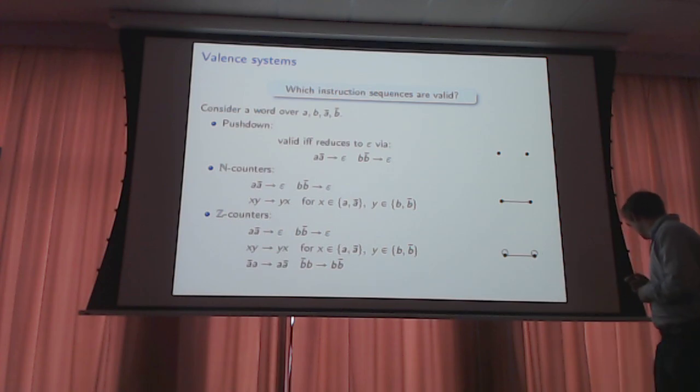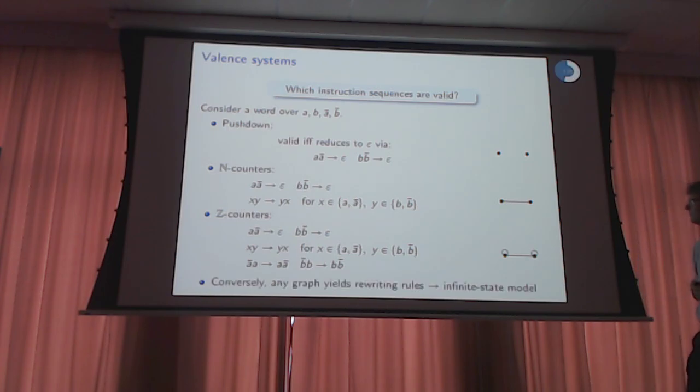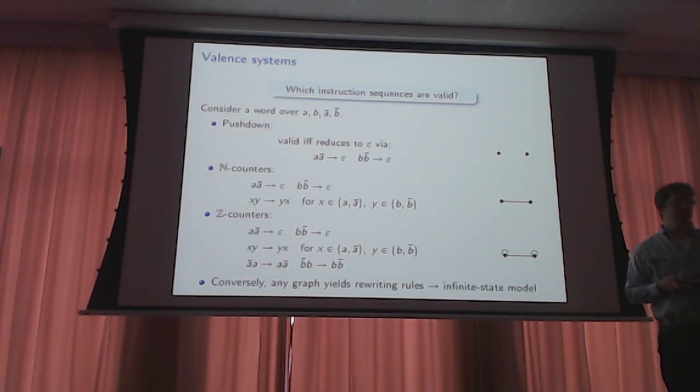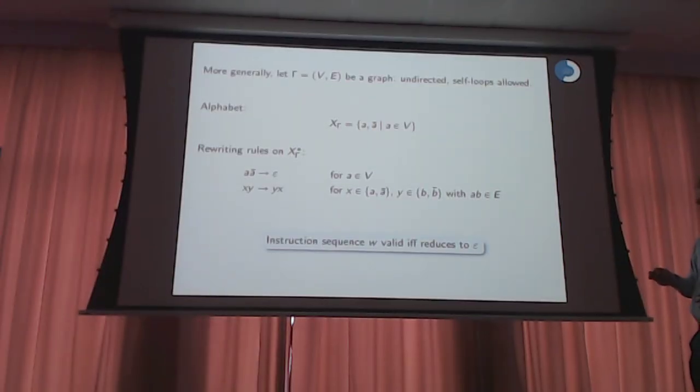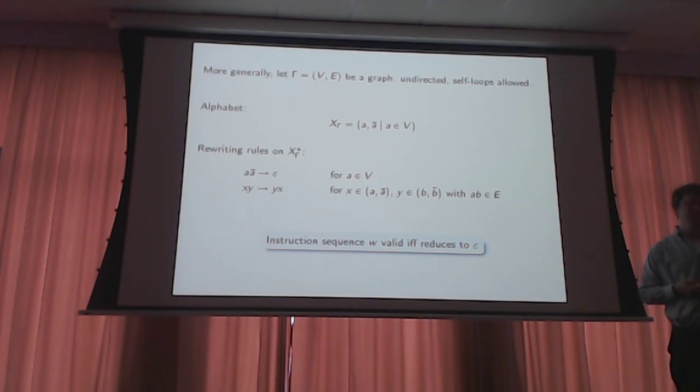And now the idea is to go in the opposite direction and look at this for every graph. So for every graph, you can now define exactly these rewriting rules. For every node, you have the rewriting rule A and A bar goes to the empty word, and an edge between two allows you to commute different instructions, and the self loop allows you to commute even with its own inverse. This is just the definition that I just said, repeated. And we say an instruction sequence is valid if it reduces to epsilon using these reduction rules.